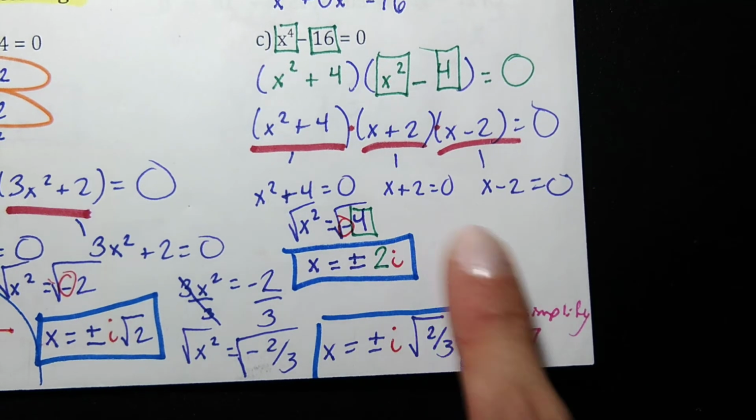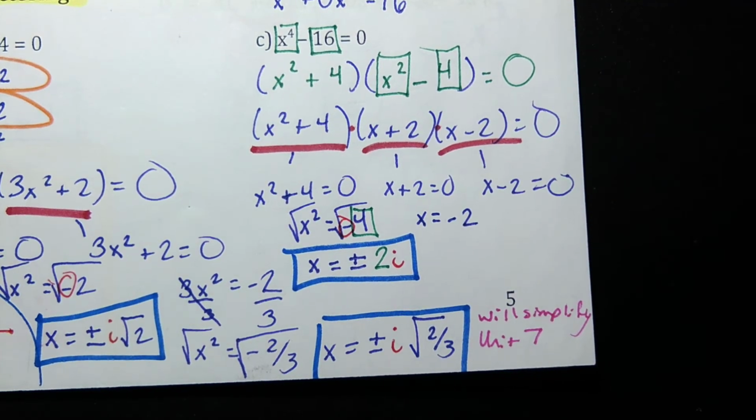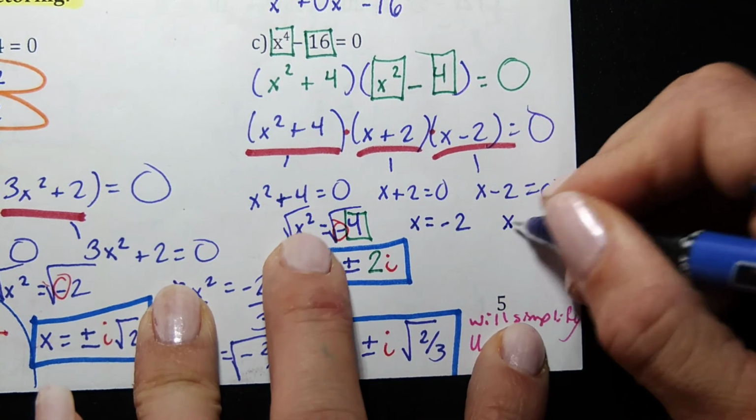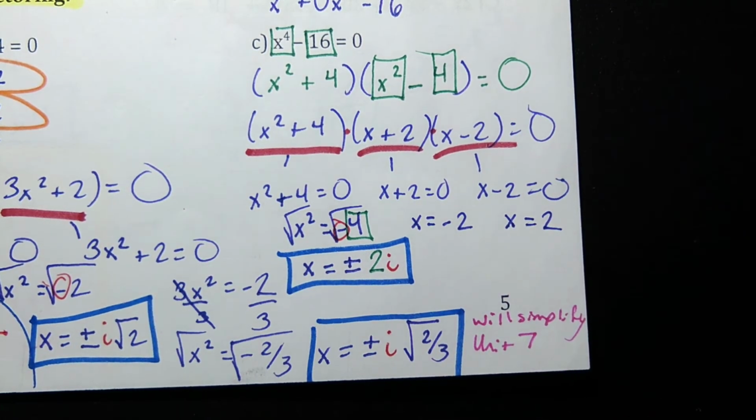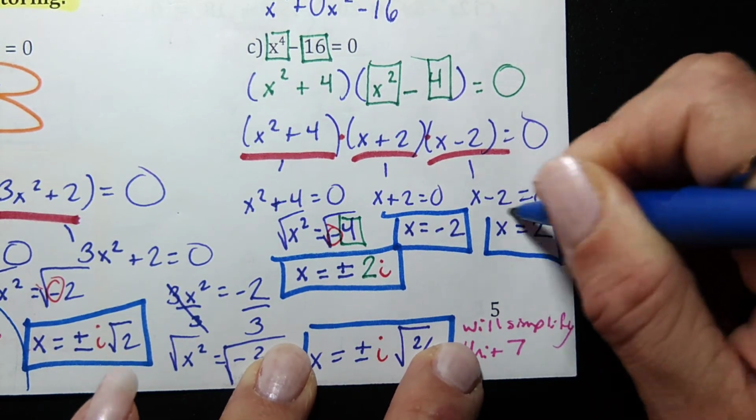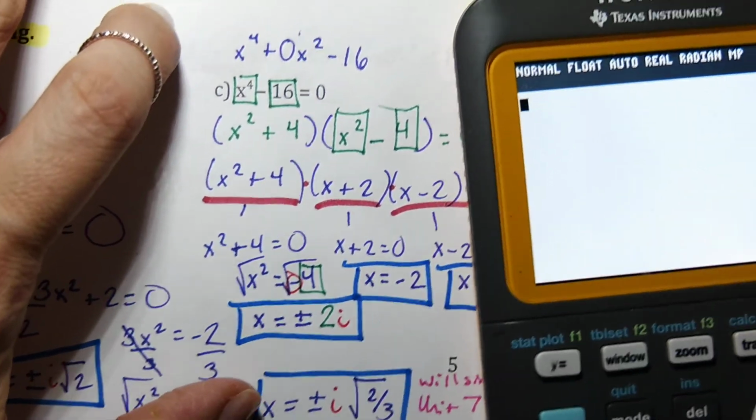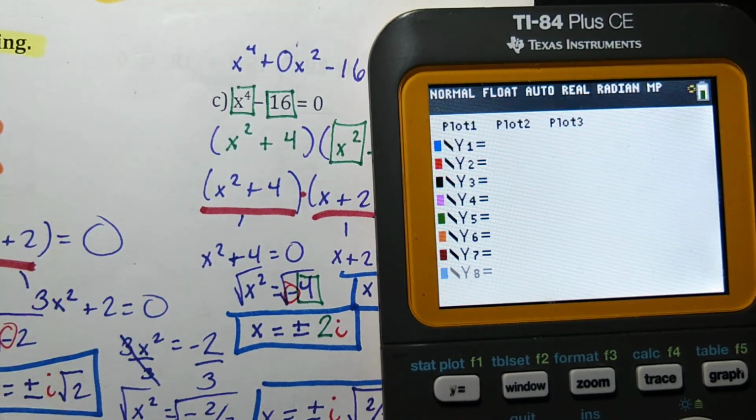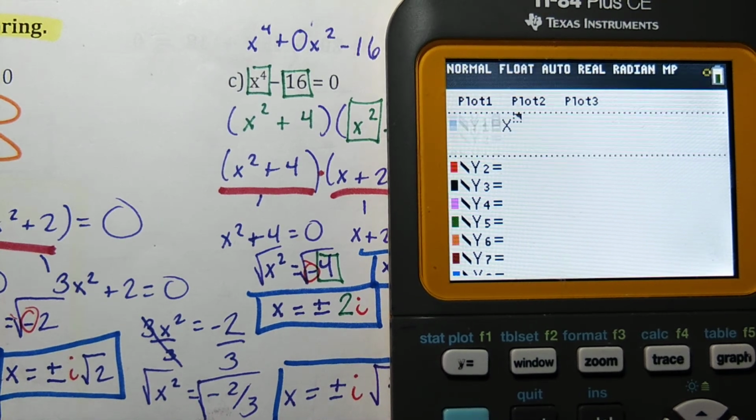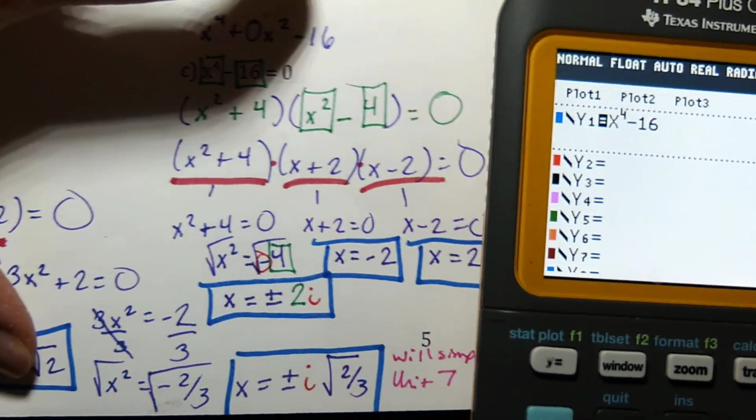Now, what about over here? We subtract the 2. Do I square root? Why not? There's no square. It's just plain old regular x. So then x equals negative 2, and x equals positive 2. Folks, just follow along with me up here. If I went to my y equals and typed in this equation, what do I know about this graph?